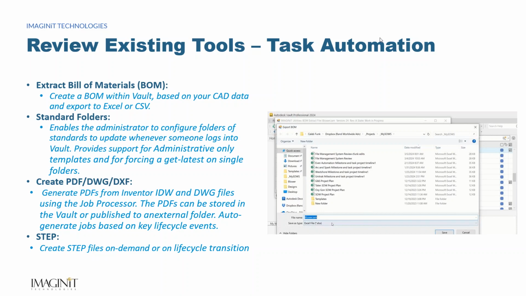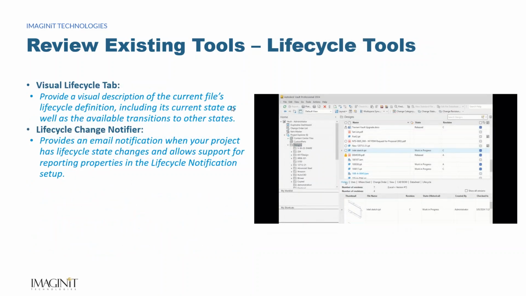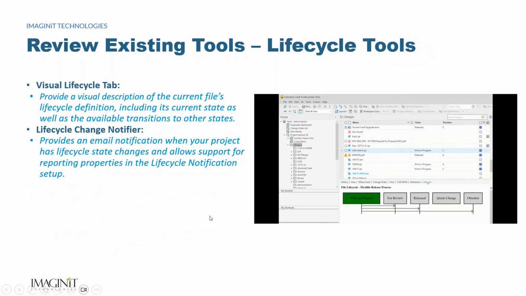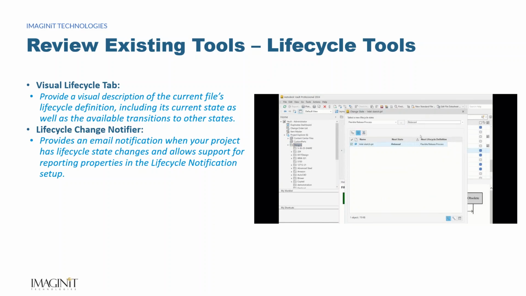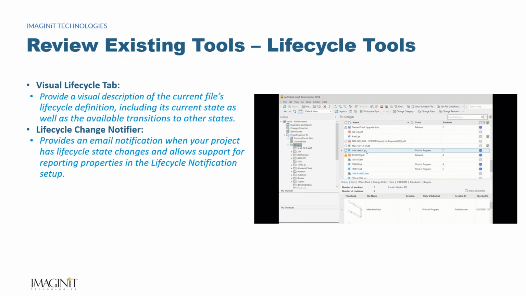We have the idea of the task automation. And then to kind of round this out, we have specific lifecycle tools. And the first one here is kind of nice. It's this idea of a visual lifecycle tab where I have an existing part. It's in a particular lifecycle. And when I change that lifecycle, I get a pretty clear understanding of what lifecycle it's in and what lifecycles it could move to.